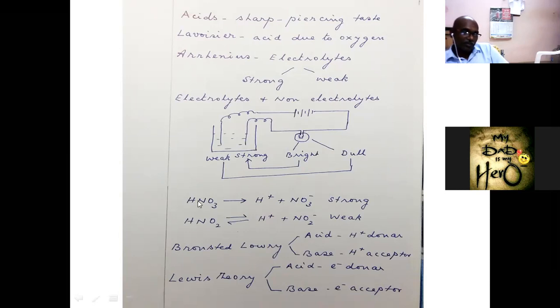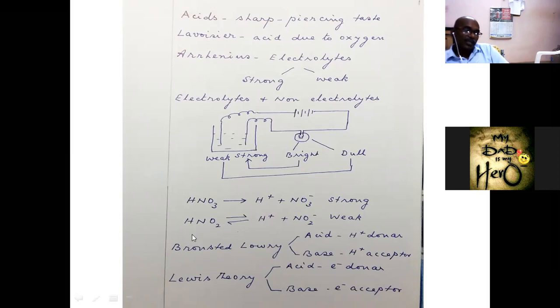Say, for example, if you take nitric acid, nitric acid is getting dissociated into H+ and NO3-. This dissociation is complete. If you take 100 molecules of nitric acid, that will produce 100 H+ ions and 100 NO3- ions, and the dissociation is almost complete. This is called a strong electrolyte.